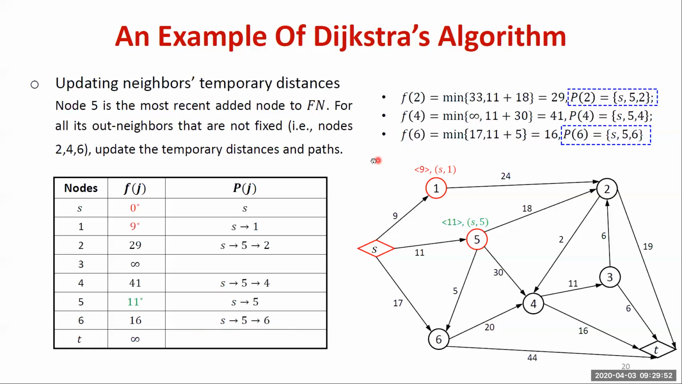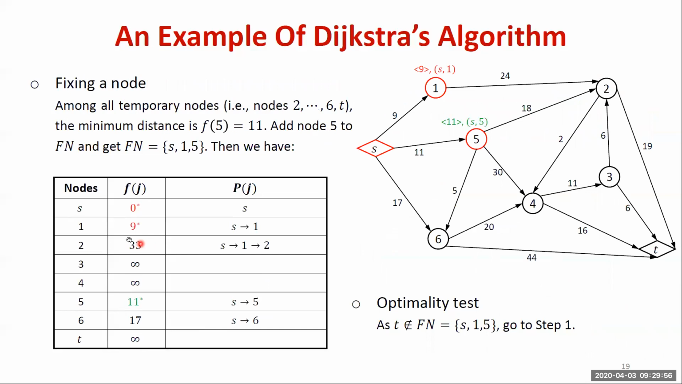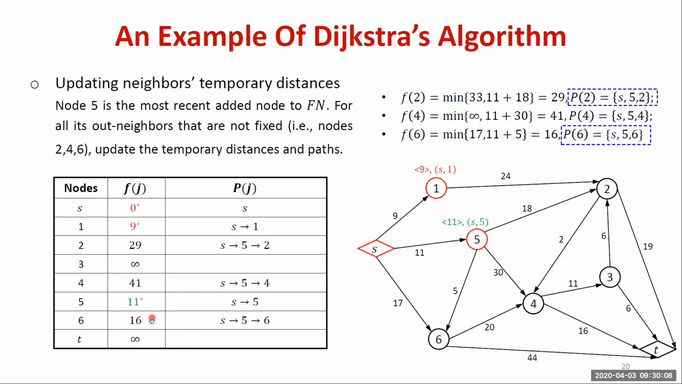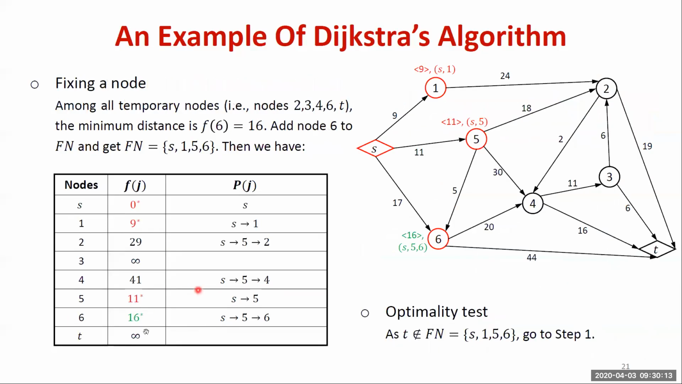Okay. Again, step number 2, fixing a node. How to fix a node? Among all these temporary distances, you're going to find the smallest one, which is clearly this one, right? So you're going to make this one green with a star here. Okay, it's this slide. So you are going to fix node number 6. Okay, and then the optimality test: is T fixed? No, T is not fixed. Okay, go to the next step.